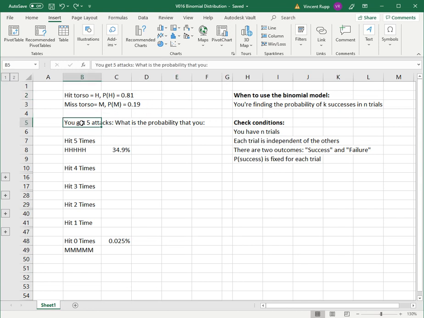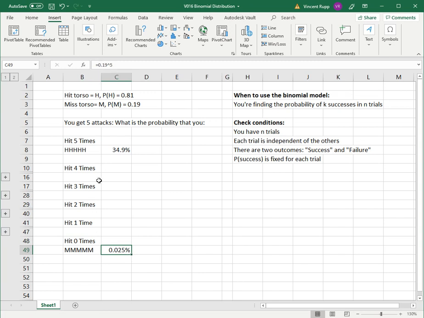So the situation was we get 5 attacks. So we did this one, hit 5 times, H, H, H, H, H, using the notation this time. And we did that calculation as just 0.81 to the 5th power gives you 34.9%. The probability of hitting 0 times was 0.025%, so very, very low, which is 0.19 to the 5th.